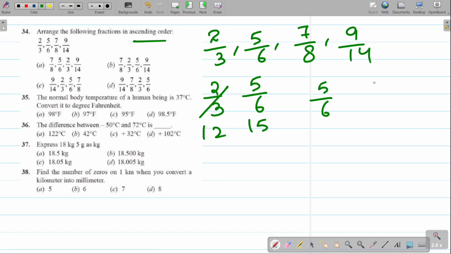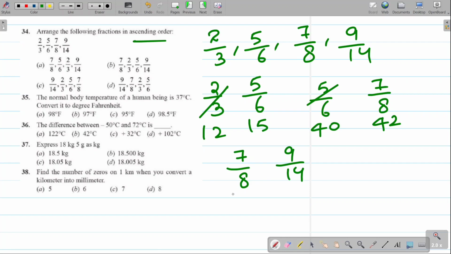Now 5 by 6 and 7 by 8. 8 5s are 40, 7 6s are 42. So 7 by 8 is greater than 5 by 6. In between 7 by 8 and 9 by 14, 14 7s are 98, 9 8s are 72. So the greatest out of all is 7 by 8.